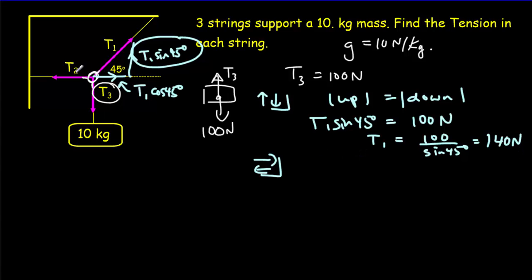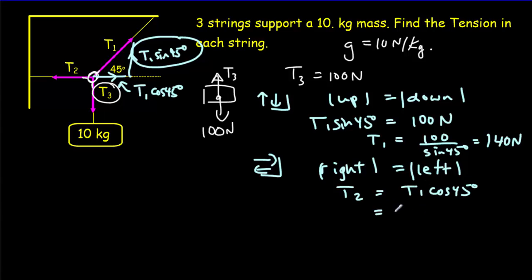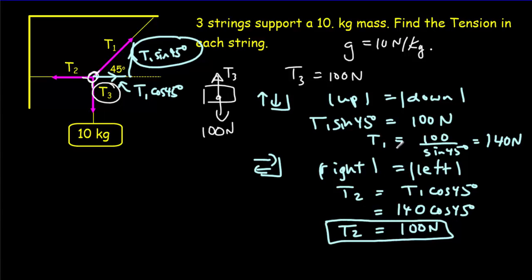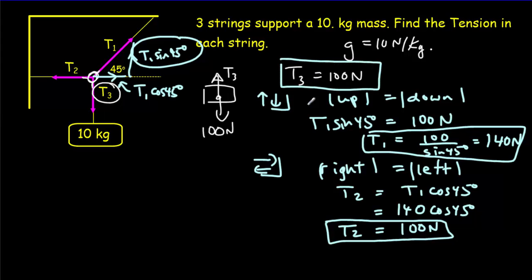Now we can work on T2 by considering the right and left forces. To the right, we've got T2, and the size of T2 is going to have to equal T1 cos 45. But of course, now we know T1 is 140 newtons. And if you multiply that out, you should get back the 100 newtons that you started with. So T2 will be 100 newtons. T1 is going to be 140 newtons. And T3 is going to be 100 newtons.